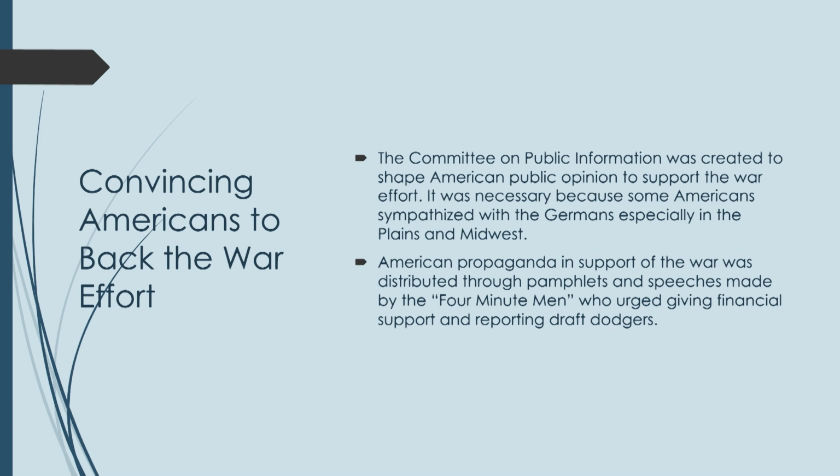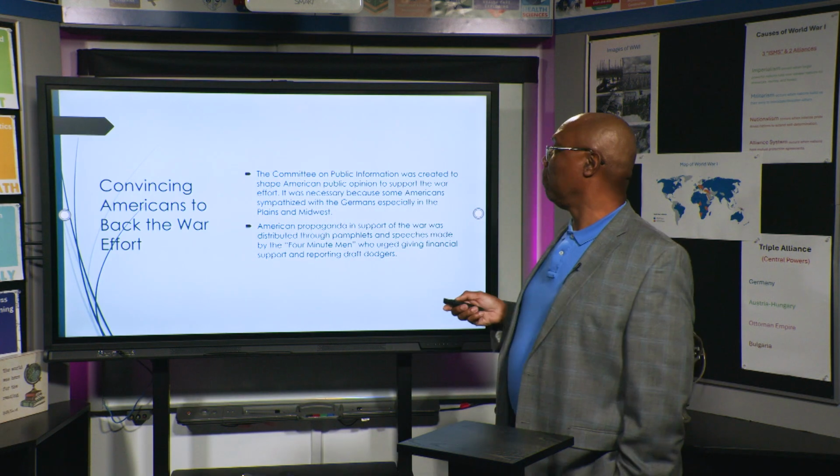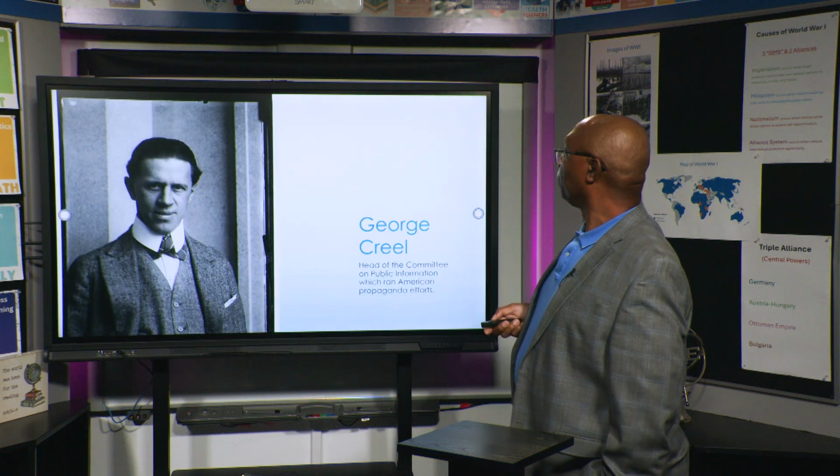The Committee on Public Information was created to shape American public opinion to support the war effort. It was necessary because some Americans sympathized with the Germans, especially in the Plains and the Midwestern region of the country. American propaganda in support of the war was distributed through pamphlets and speeches made by the 4-minute men, who made 4-minute speeches. And what they were basically doing is telling you all the reasons why you should support the American war effort.